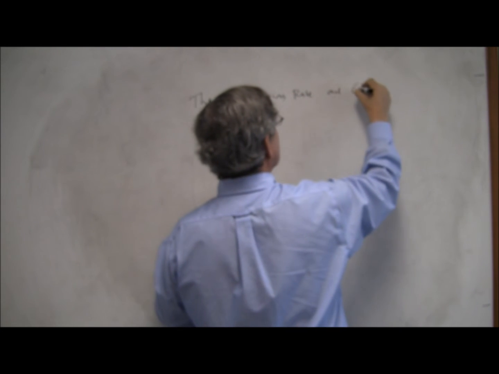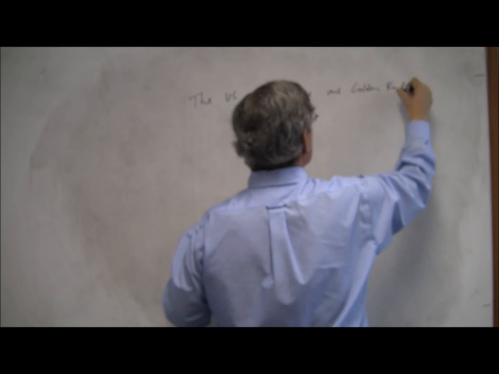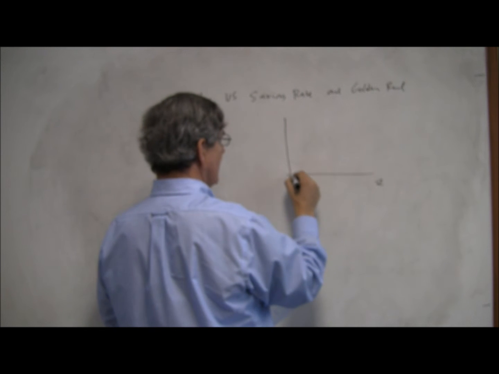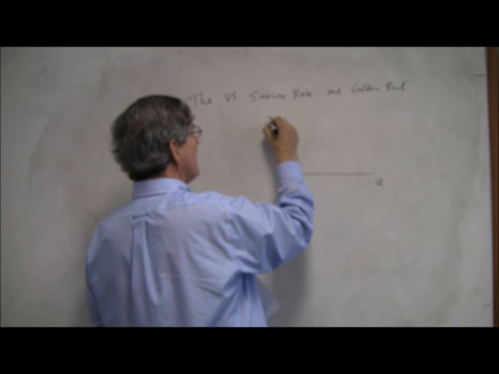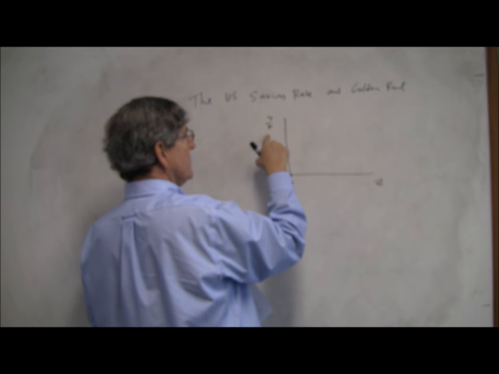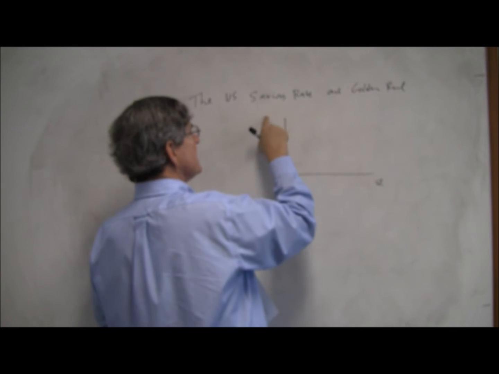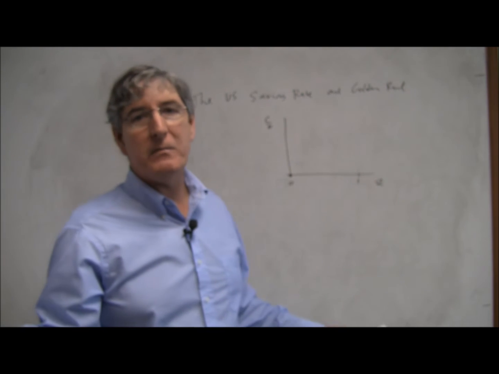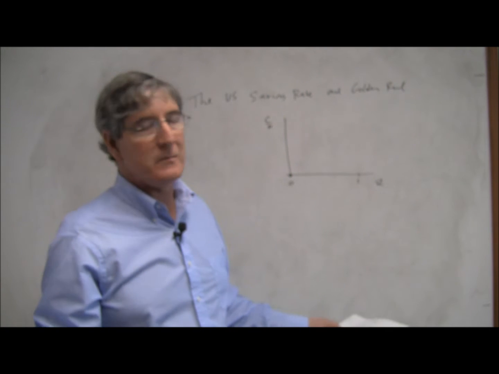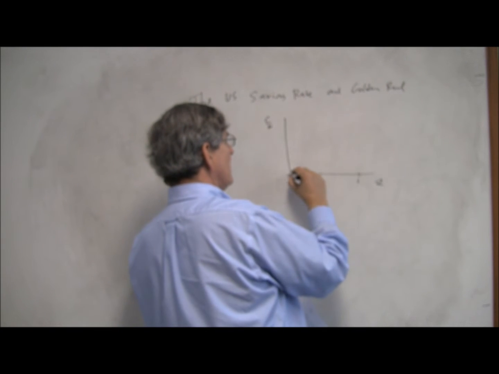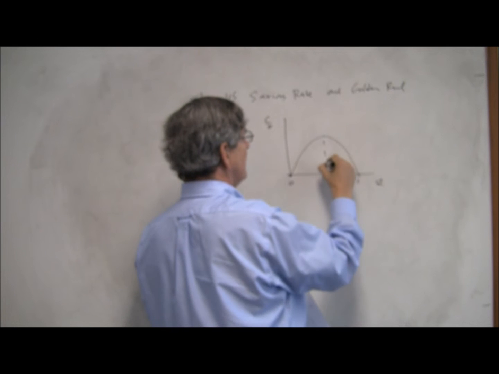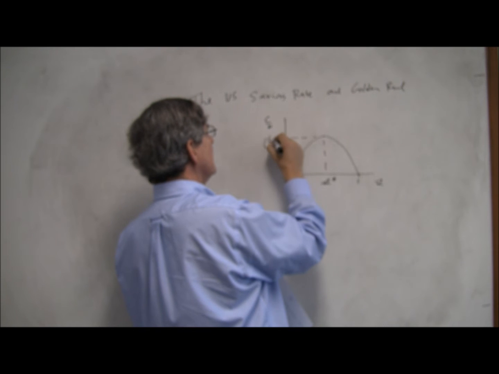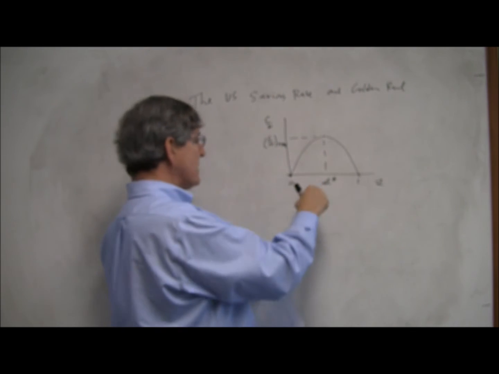And the golden rule. Remember, the golden rule was if you take the savings rate, it's 0. If you have no savings and no capital, you have no output. So crappy standard of living. This is consumption, sorry. If your savings rate is 1, so everything you produce is invested and nothing's consumed, C over n is 0. So it must be that there's some savings rate where C over n is maximized. And that's called the golden rule.